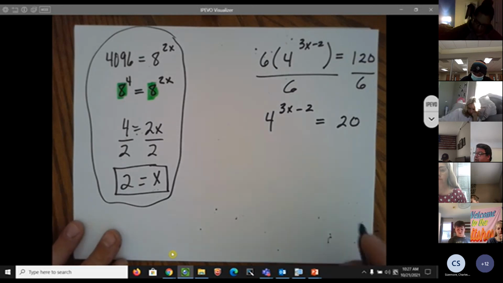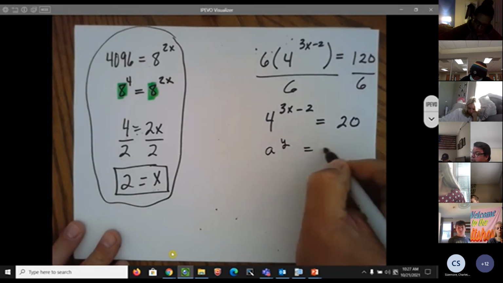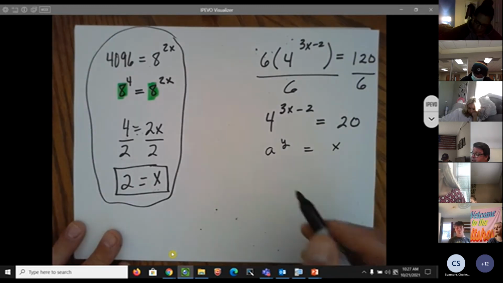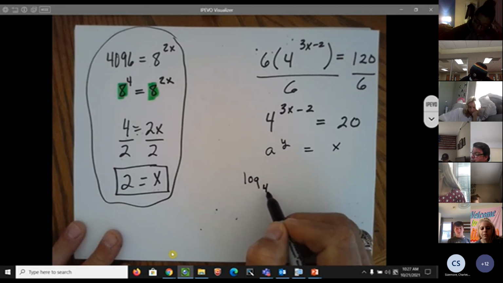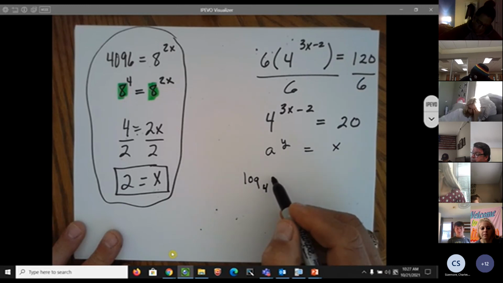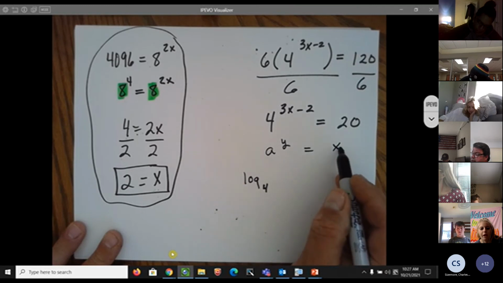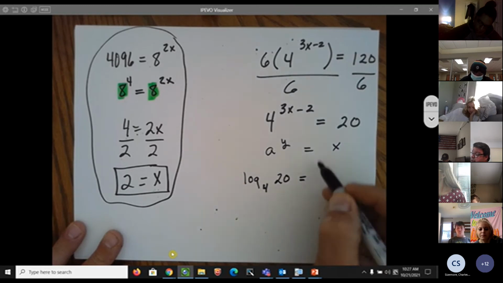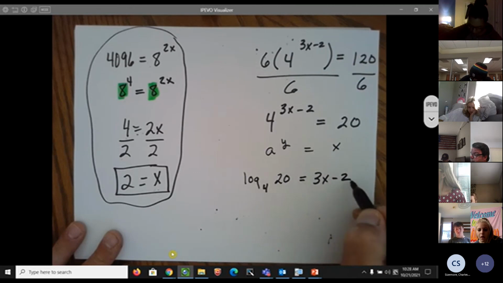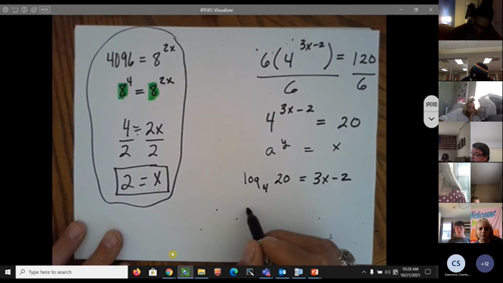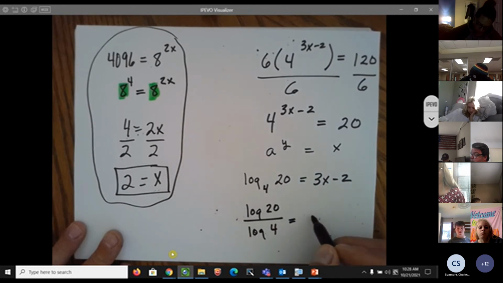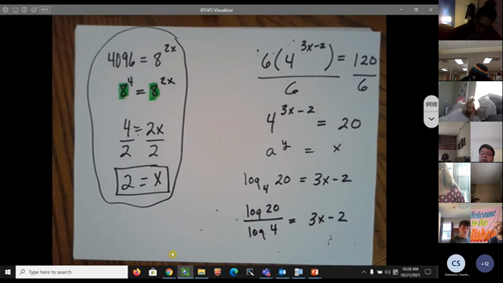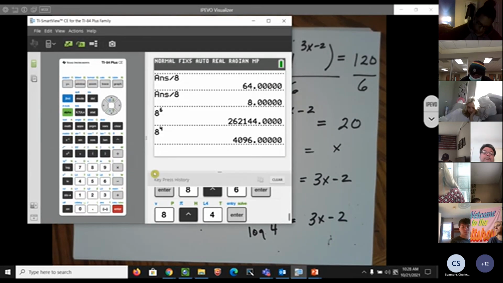So this is the definition of a logarithm. A to the y is equal to x yields log base a of x is equal to y. So log base 4 of 20 is equal to 3x minus 2. And this is just a number. Log of 20 over the log of 4 equals 3x minus 2. And I take my handy dandy calculator.